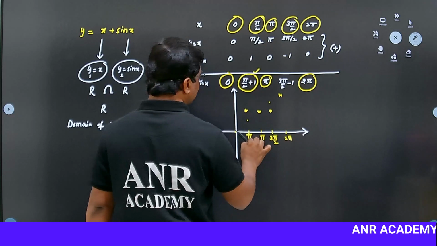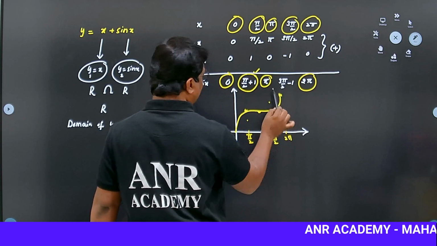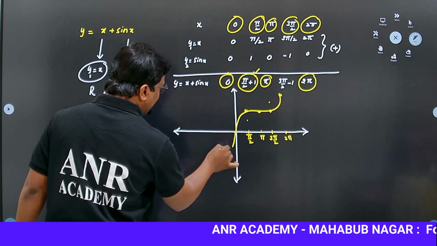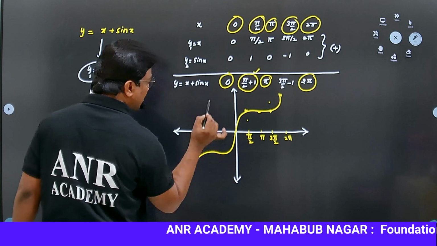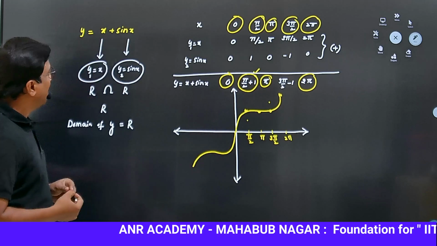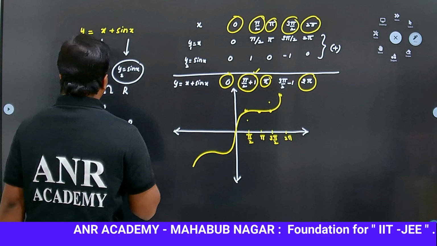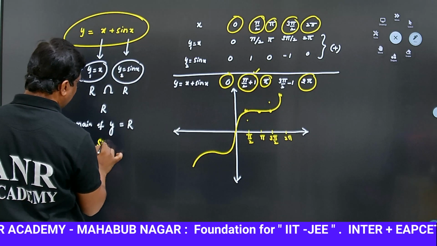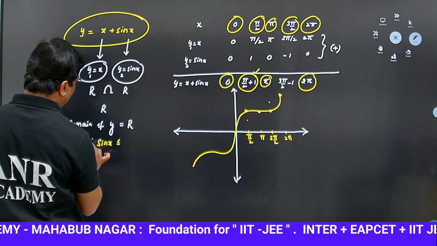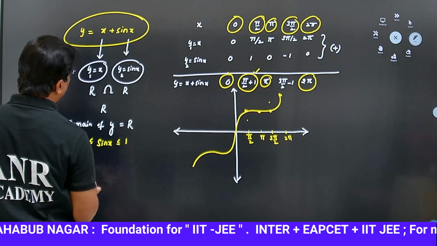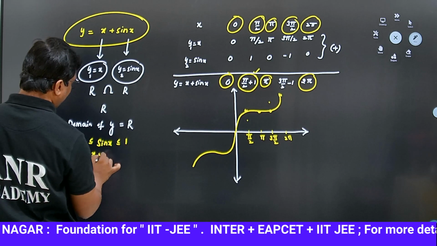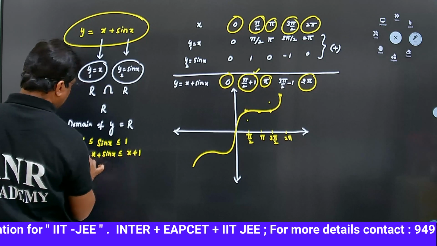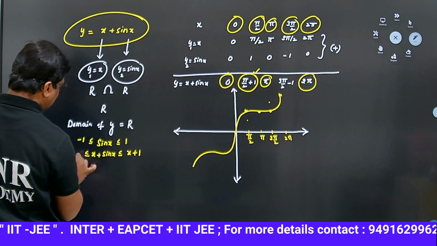Joining all these, we get the graph in this way. In the same way, for negative values of x, this is the graph. And also one thing you have to observe here: y equal to x plus sin x. The sin x value always lies between minus 1 and plus 1. When you add x, it is x plus 1 and it is x minus 1.